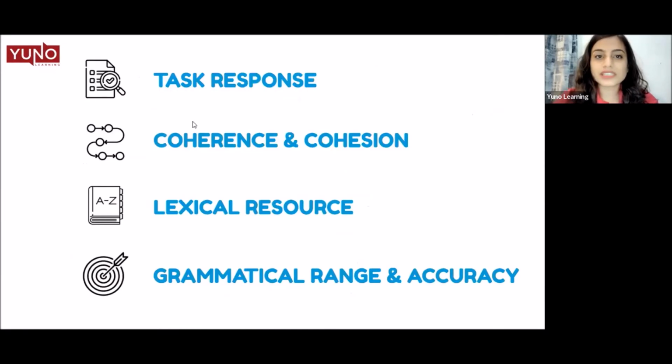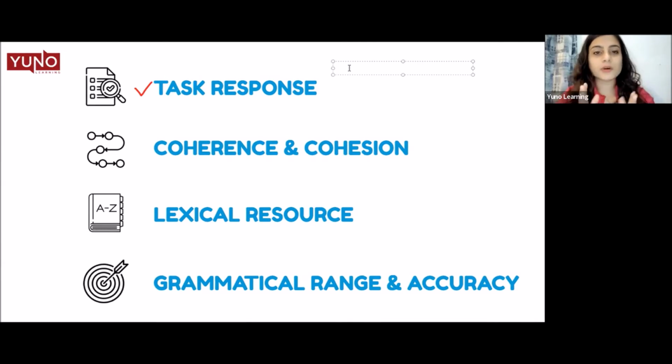The first parameter is task response. Task response means addressing the task. Task response effectively means writing on topic and not deviating so much from the topic. And the second thing is answering the question that is asked of you.